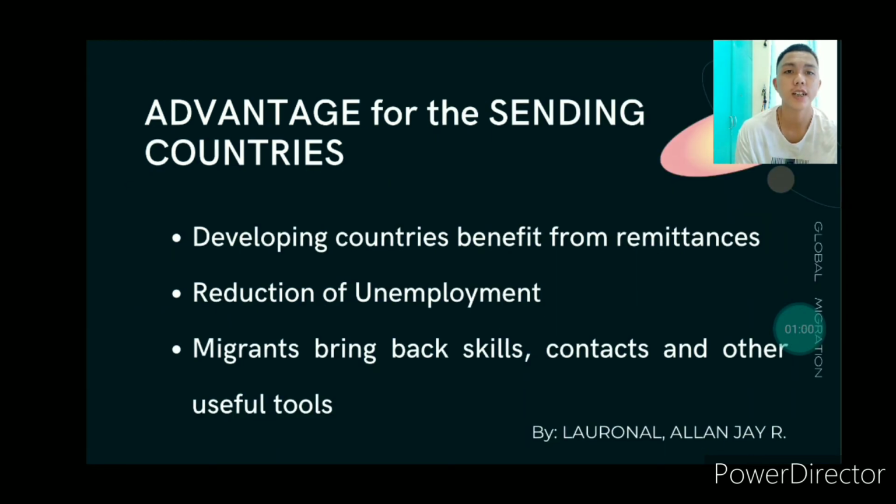Advantages for the sending countries. Developing countries benefit from remittances. Every day, migrants send money to their family members in developing countries. These remittances are an important part of the economy in such countries and can be used for investment in infrastructure, healthcare, education, and security. Reduction of unemployment. Migrating can have a positive impact on the country of origin. It can increase economic stability, reduce unemployment, and improve the workforce's productivity. In addition, young migrants can be seen as a source of innovation and talent. Migrants bring back skills, contacts, and other useful tools.